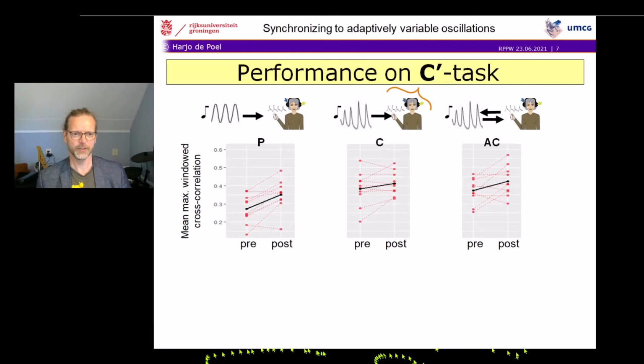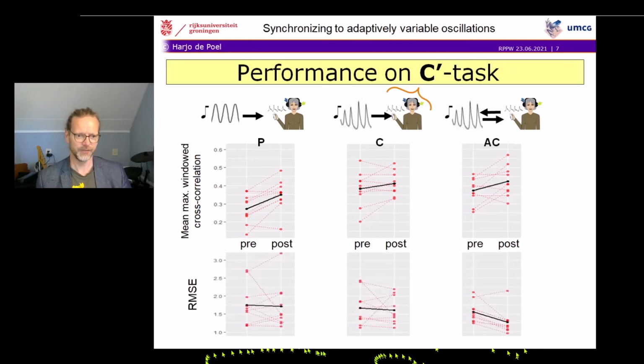What this looked like, here are the groups again, so periodic, complex, and adaptively complex. Here in the cross correlations, not much happened, no significant things. Although it might seem that it is increasing here, it wasn't. But the most interesting thing we found here is that the pitch accuracy was much lower for the AC group in the post-test. And most interestingly, for all but one participant, this was very robust. So nearly everyone benefited from this practice.